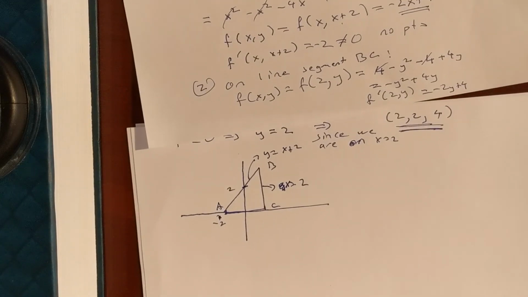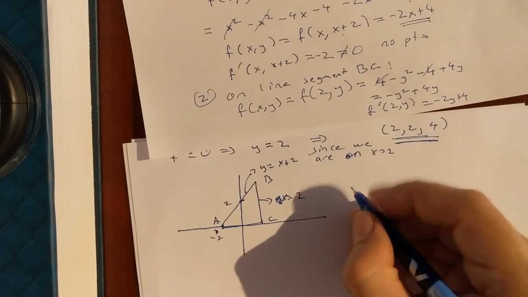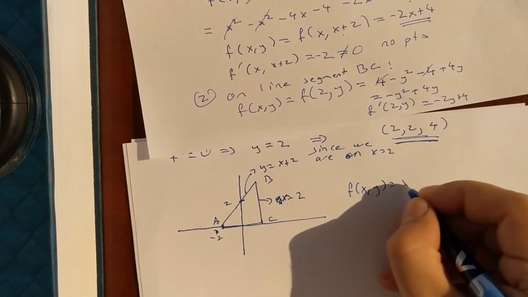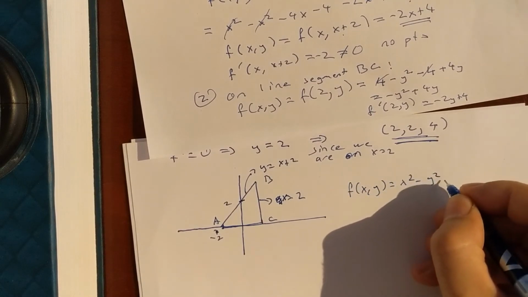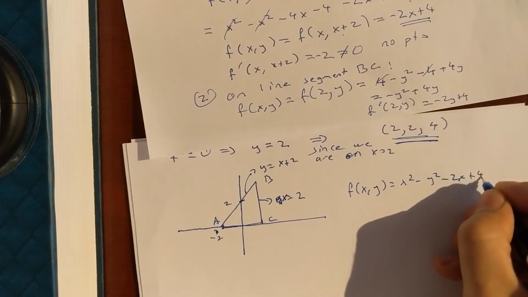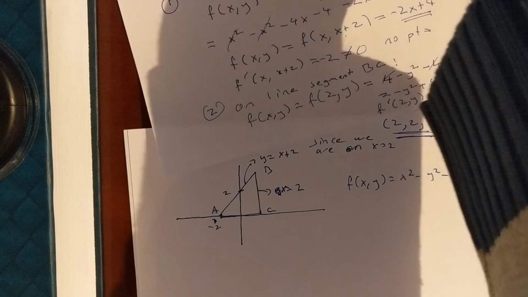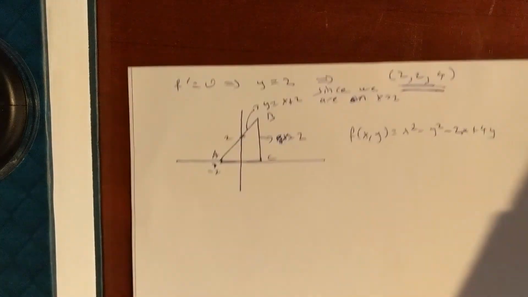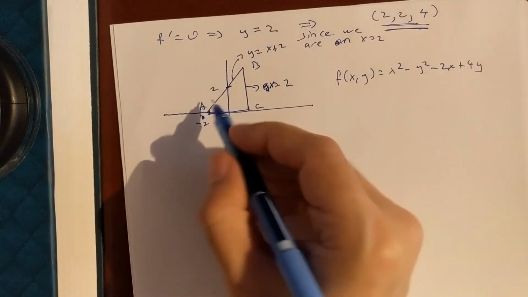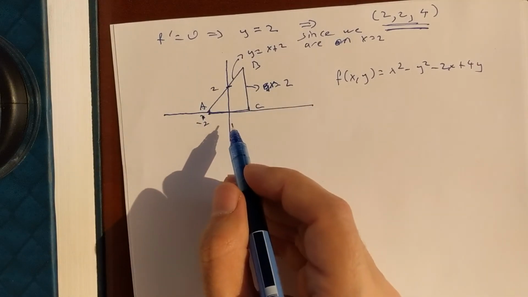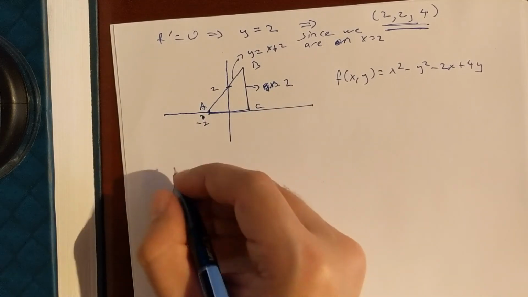The function, let's write it here again: f of x, y was equal to x squared minus y squared minus 2x plus 4y. What's left? We did this guy and we did this guy, so we just have the x-axis left.